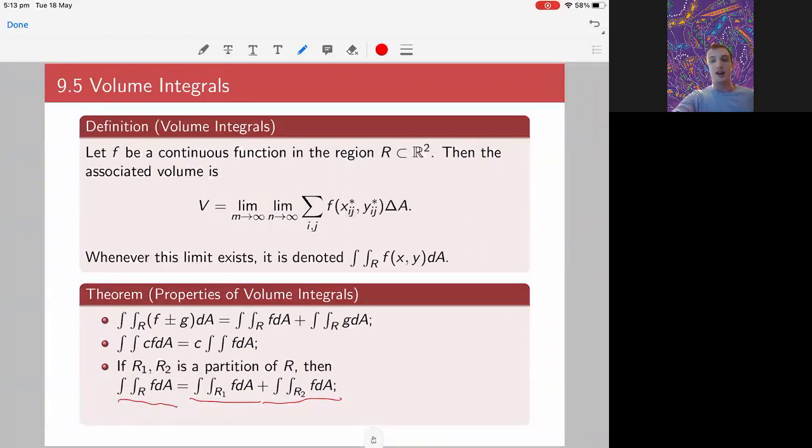So I wondered if I could just ask you guys, please respond in the chat if you can, to explain to me what are the 2 defining properties of a partition. So if I have a set R, and I have 2 other sets, R1 and R2, and I claim to you that this is a partition, what does that mean about the relationship between the sets R1, R2, and R? Any ideas what I need for this definition to work out?